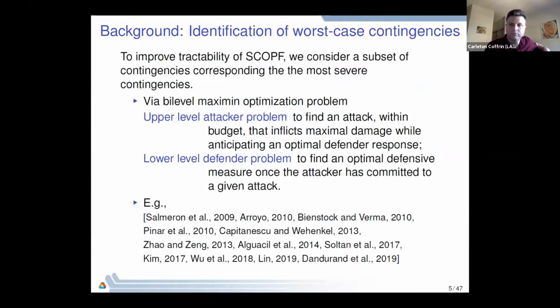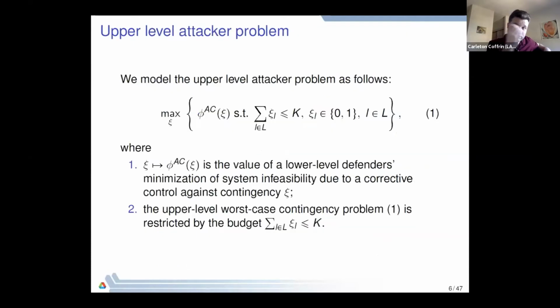We have an upper level attacker problem subject to a budget that anticipates an optimal defender response from the lower level. And these types of problems are, as you see, well studied. So this is the upper level attacker problem. The budget is capital K. We focus on lines and transformers, indicated by the Greek letter xi, which is either attacked or is not, either 0 or 1.